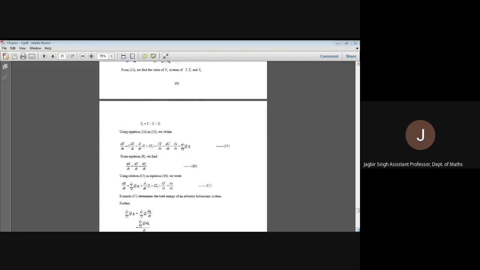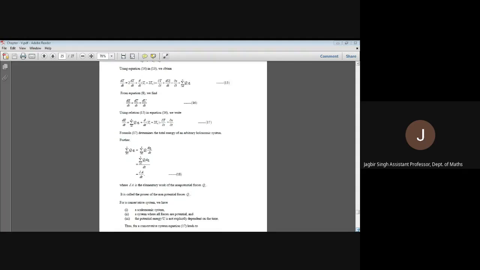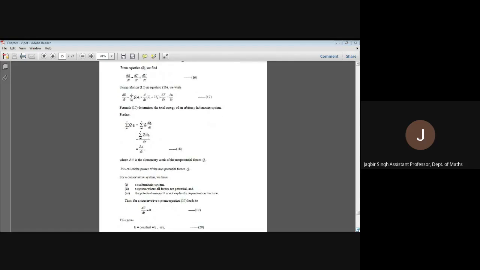Now all these expressions are obtained, and then it is discussed that if we have a scleronomic system, in that case ∂/∂t will be 0 and so E will be constant because it will be independent of t.